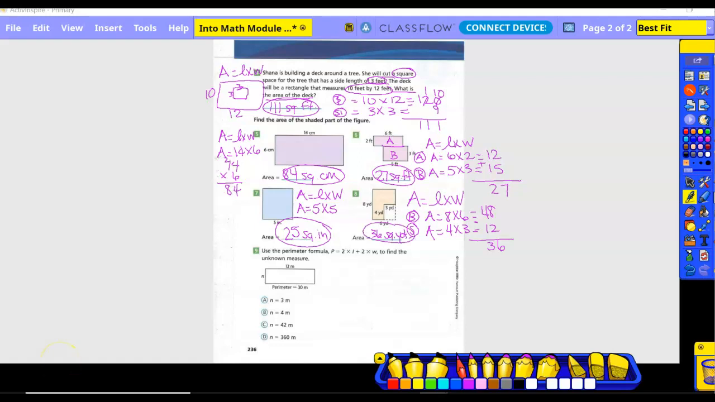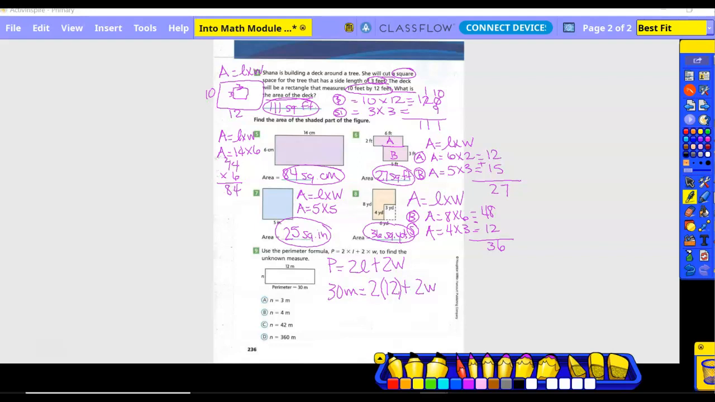Okay, so it says use the familiar formula P equals 2L plus 2W to find the unknown measure, where we also write it as P equals 2L plus 2W, right? Okay, so what is our total perimeter? Use the information they gave you. What is our total perimeter? 30. So 30 meters equals 2 parentheses. What's the length? 12 plus 2, when we don't know the width, correct?